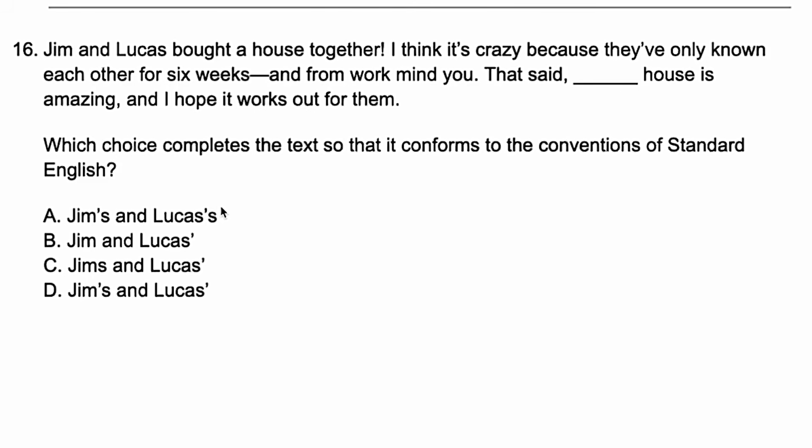Okay, so do you remember the rule that we talked about for these types of questions? First of all, do we have any options where they're not possessive? No, they're all showing some sort of possession. And yeah, it's their house, right? We know that. So what is the rule here? Well, they own the house together. So we only need possession on the last noun in the list, Jim and Lucas's B.